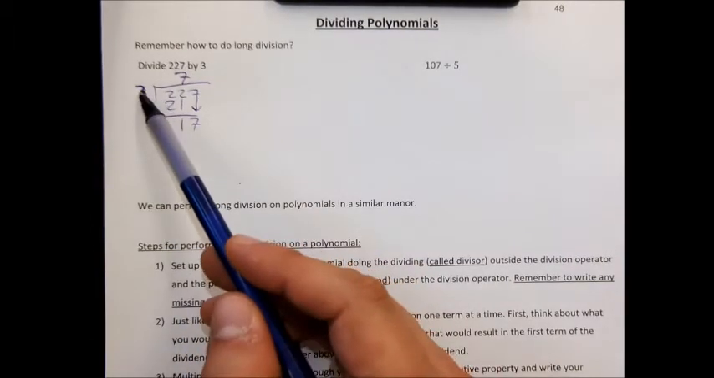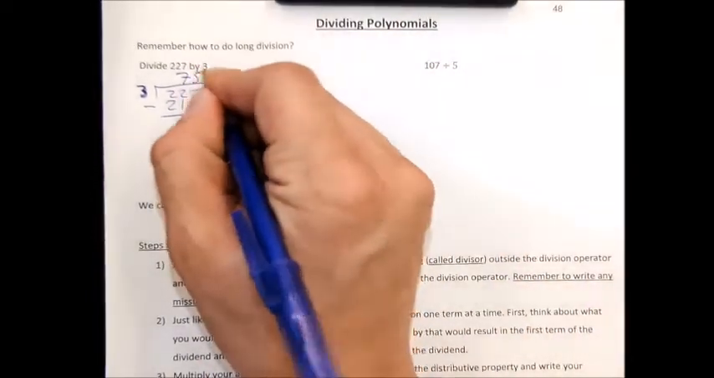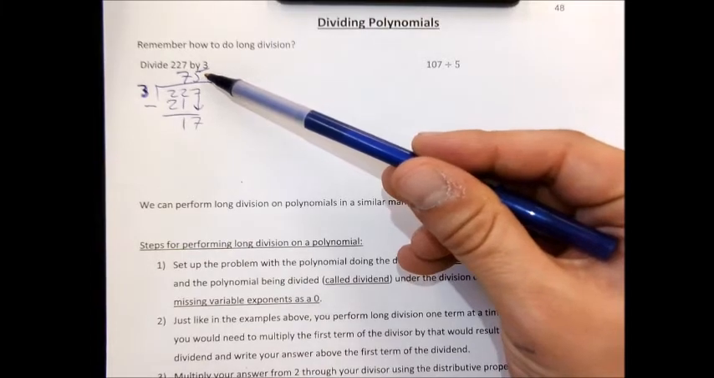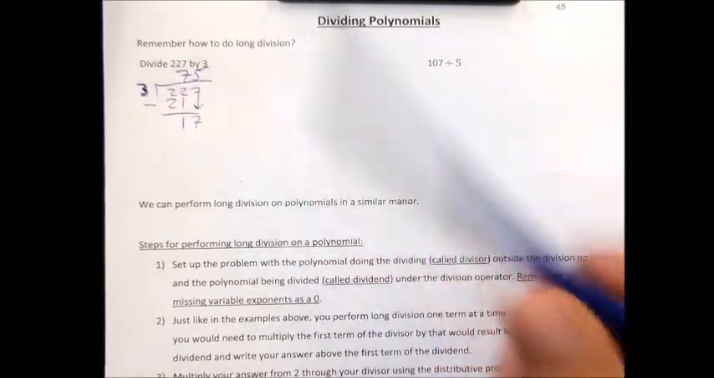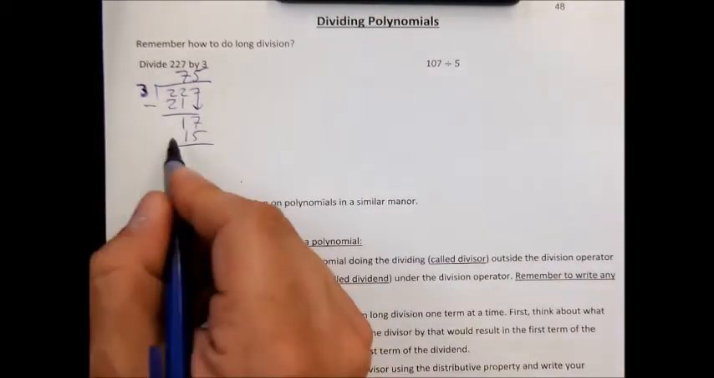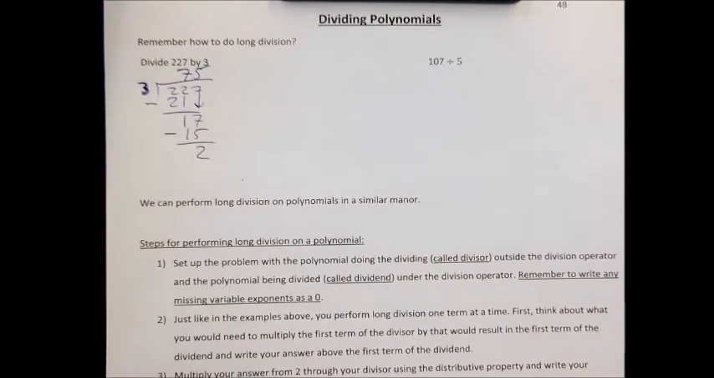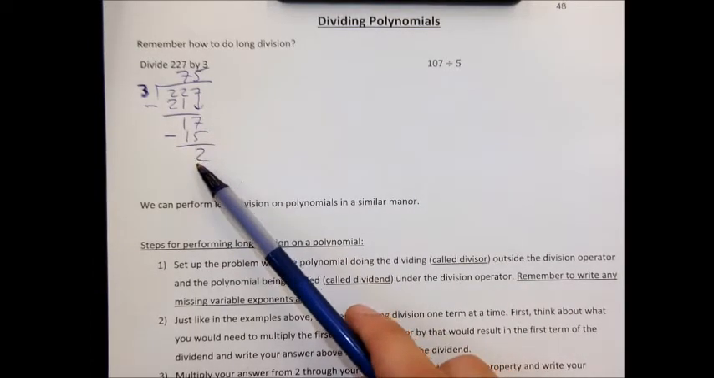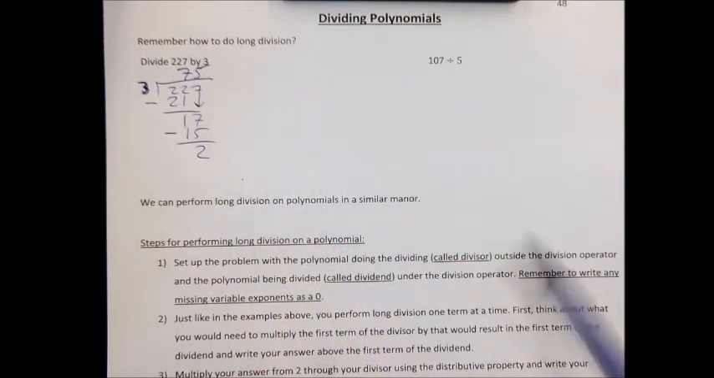Then you say, okay, 3 goes into 17 how many times? That goes in 5 times, so you put a 5 up top. Then you multiply that 5 back through the 3, and 5 times 3 is 15. Then we do the subtraction: 17 minus 15 is 2. This is where we know when to stop: we stop when the number down here is less than the number up there. This is our remainder.